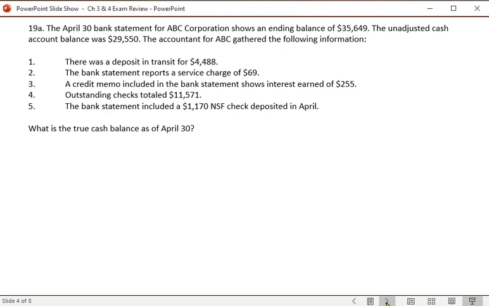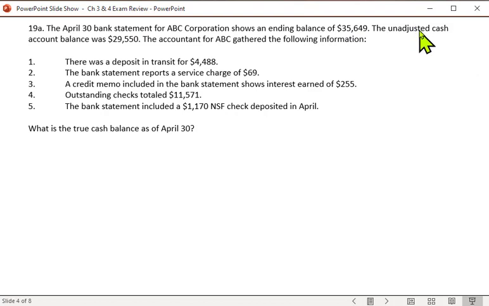Our next one, we're jumping now into chapter 4, which deals with bank reconciliations. So they want to know what is the true balance of cash as of April 30th, and we're given all this information about April 30th. The bank statement for ABC Corporation shows an ending balance of $35,649. That's what the bank statement shows.